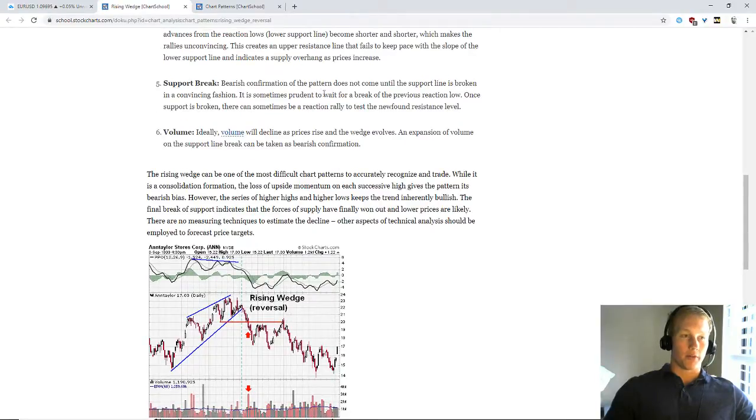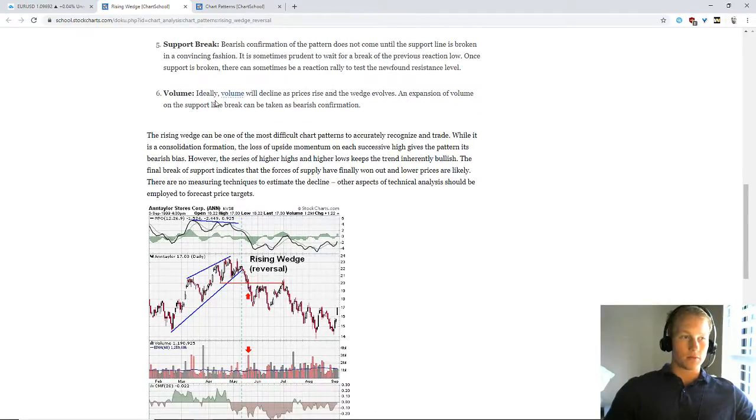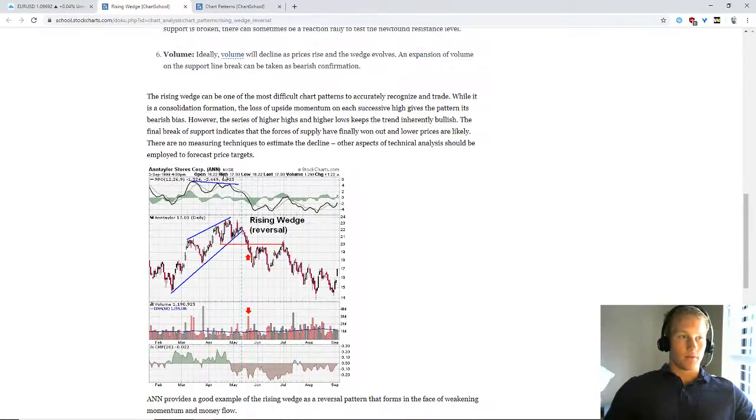Support break, bearish confirmation of the pattern does not come until the support line is broken in a convincing fashion. It is sometimes prudent to wait for a break at the previous reaction low. Once support is broken, there can sometimes be a reaction rally to test a newfound resistance level. Volume. Ideally, volume will decline as prices rise and the wedge evolves. An expansion of volume on the support line break can be taken as bearish confirmation. So, yeah.